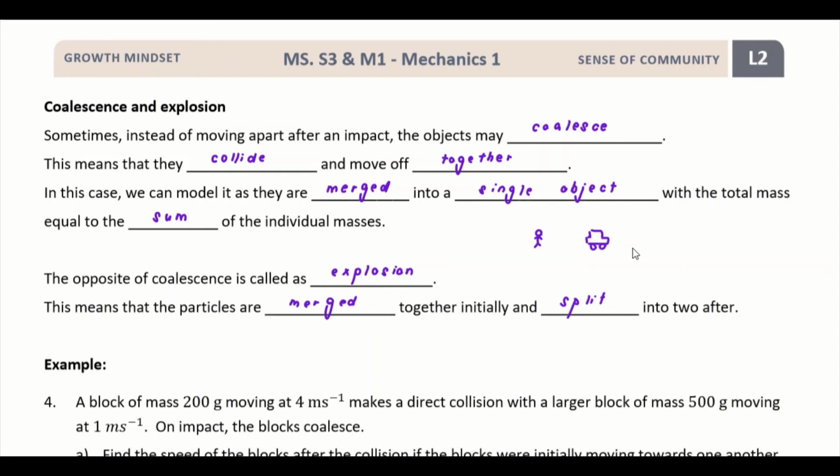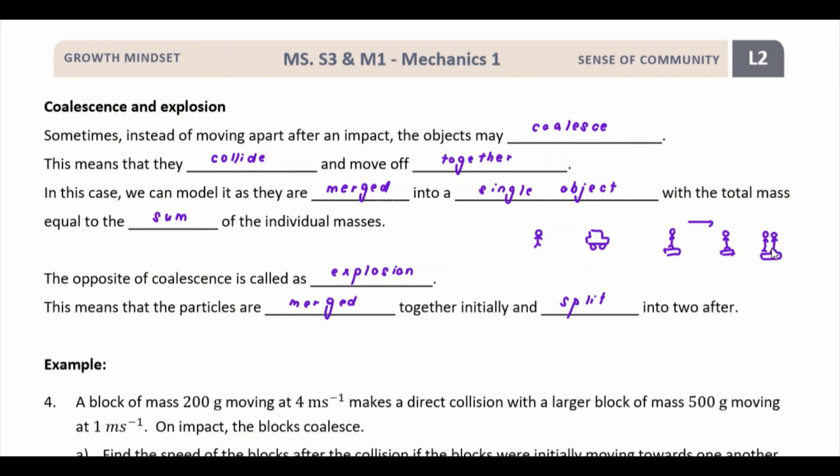A more practical example would be two people ice skating. Looking at the lorry example just now, the first person is moving at a slower rate and the second at a faster rate. The second person catches up, they hold hands together and move together. This is an example of them coalescing together.